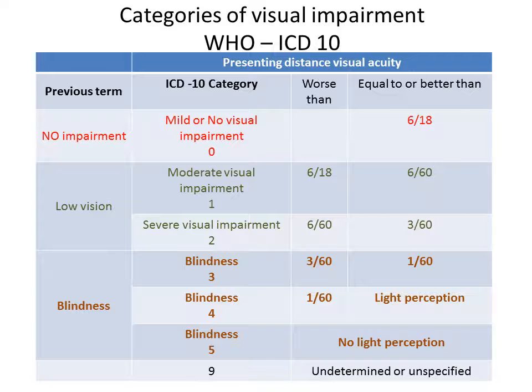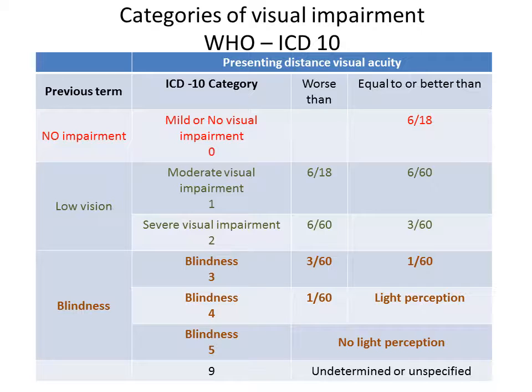Categorization of visual impairment by WHO has been done by the International Classification of Diseases 10th version, that is ICD-10. WHO classifies visual impairment into no impairment, low vision and blindness. Why is this categorization done? Because people who have no visual impairment may not be eligible for certain benefits, whereas those who have low vision may have some benefits but not as many as those who are blind.